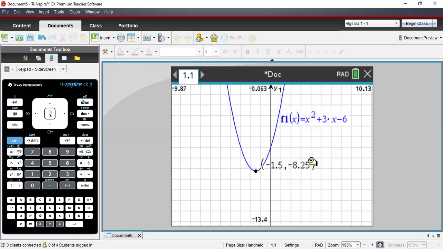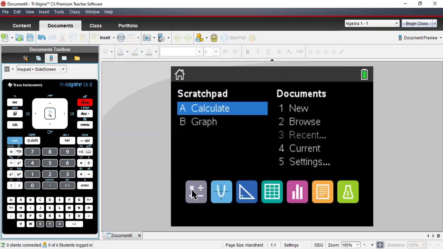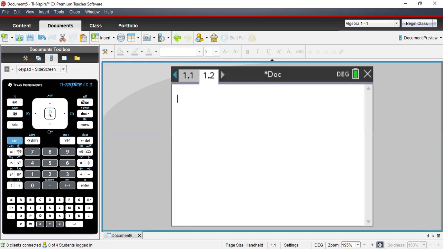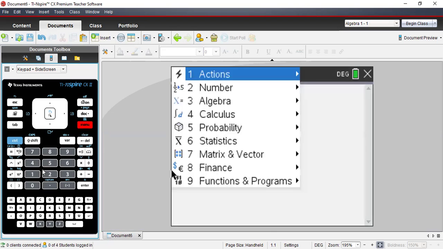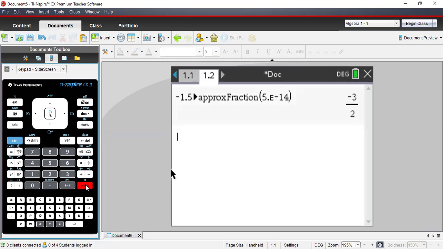And just like we had in the last video, we have some decimals. We want to convert these into fractions, and then we'll have our answer. So from here, I'm just going to go to the home screen, and I'm going to put in a negative 1.5. And then I'm going to do menu 2, 2. So that's going to be a negative 3 over 2. I can put that down.